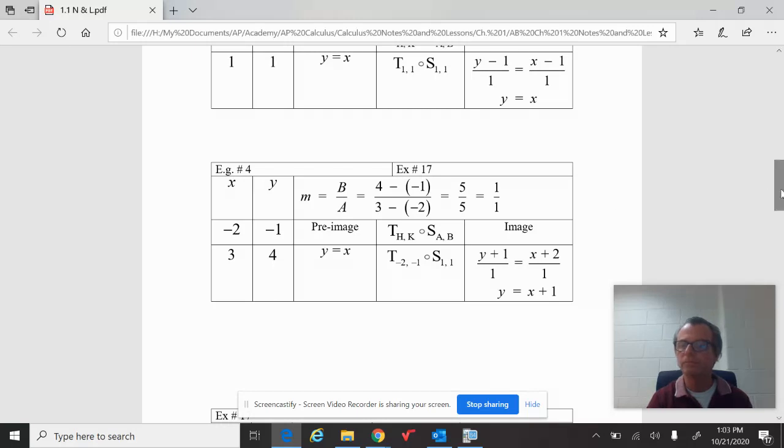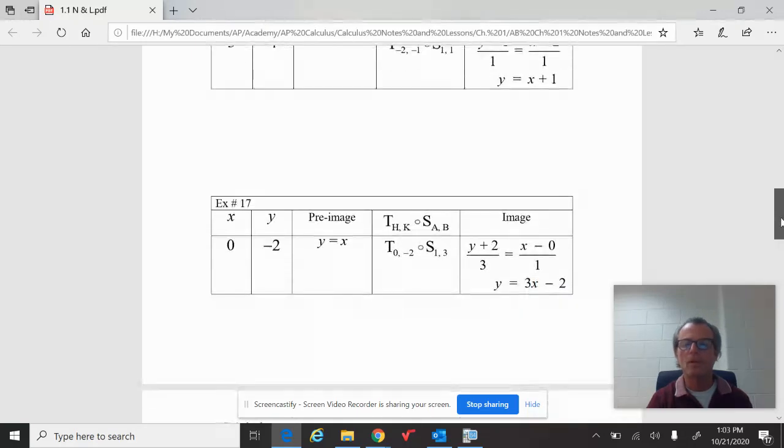So for 17, they're giving us the slope, and they're giving us the intercept. So the intercept, when they say b equals -2, the line's going to the point 0 right or left, down 2. Well, they're telling us the slope. So you could have made the pre-image y equals 3x.